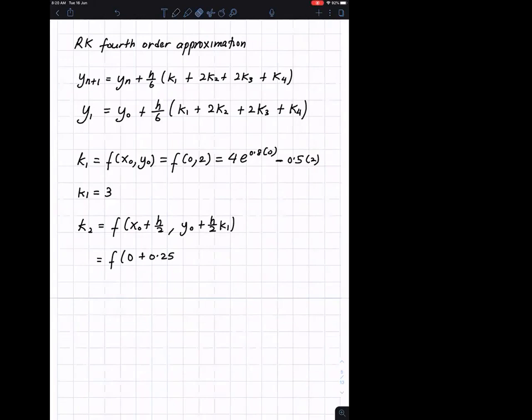Our step size given earlier was 0.5 divided by 2. Then what is the initial y value? It is 2, plus 0.5 divided by 2, and then multiplied by K1. K1 you just calculated to be 3.